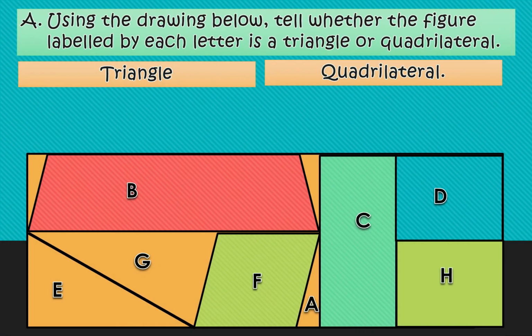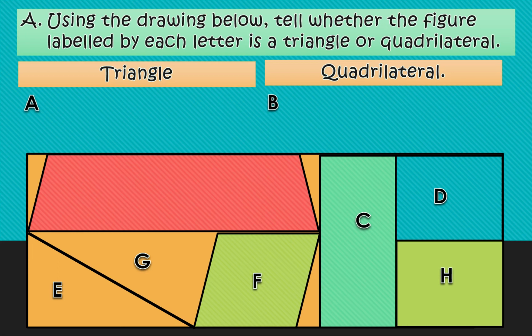So now that you already know how to distinguish whether it is a triangle or a quadrilateral, let us use this drawing below. Tell whether the figure labeled by each letter is a triangle or a quadrilateral. Name for letter A, at least name if it is a triangle or a quadrilateral. Correct. A is a triangle and it's a right triangle. For letter B, correct. It's a quadrilateral and this is a trapezoid.